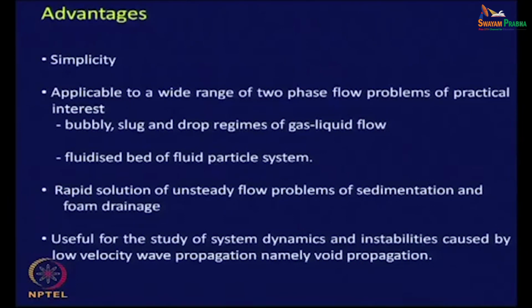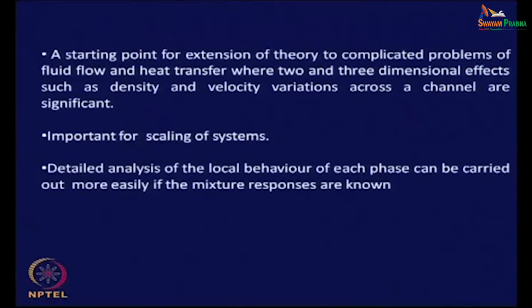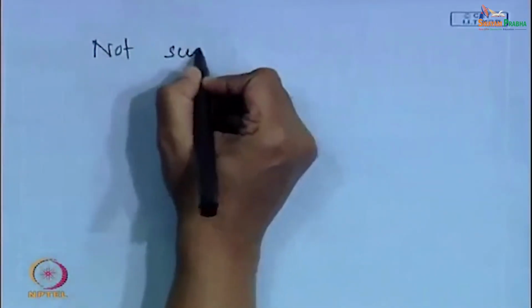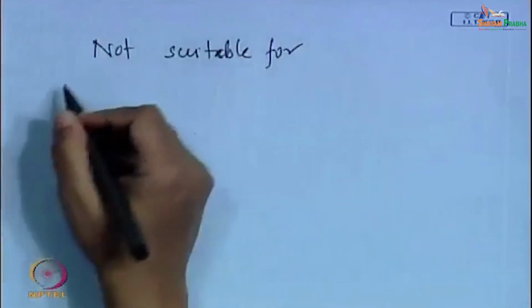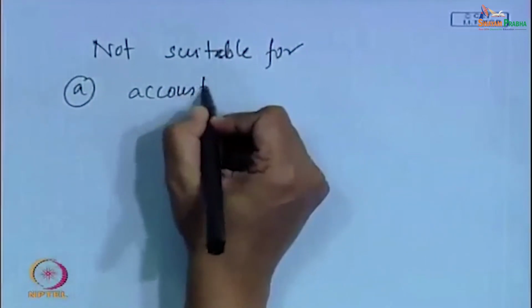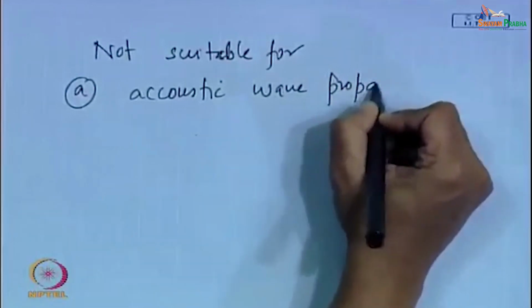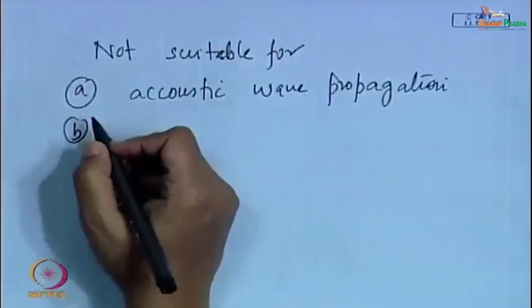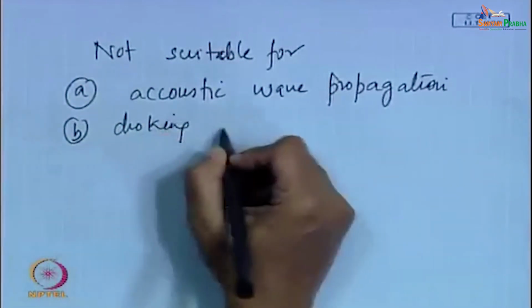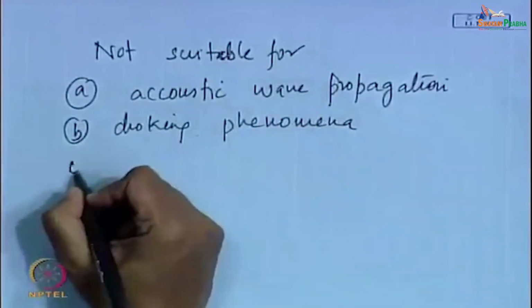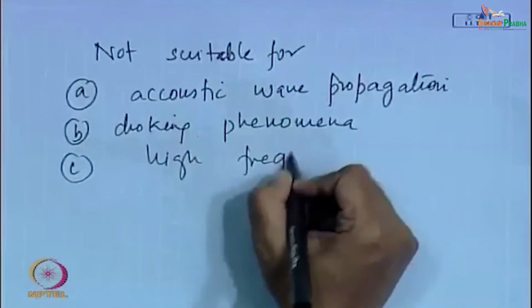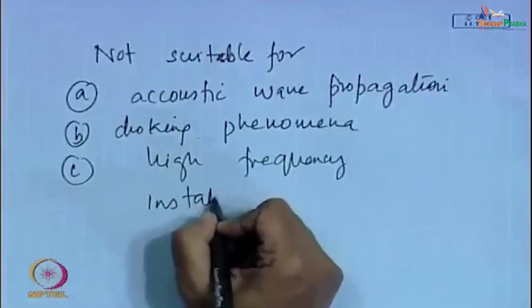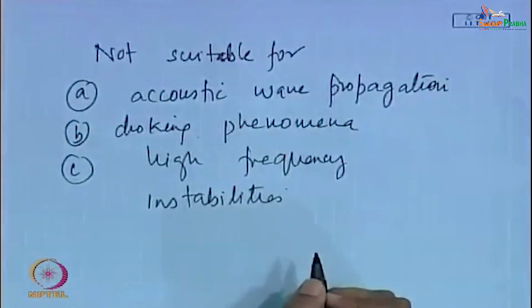Okay. So, these were the advantages of the drift flux model which I have written down. But remember it is not applicable for all situations. For example, it is not suitable for, say, acoustic. These are slightly difficult things, but we do come across such situations in our recent research, and for these situations it is not at all suitable. One is acoustic wave propagation, then the choking phenomenon, and high frequency instabilities. For such situations it is not at all suitable.